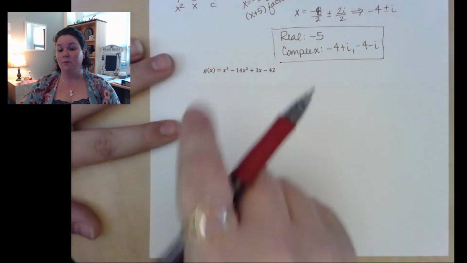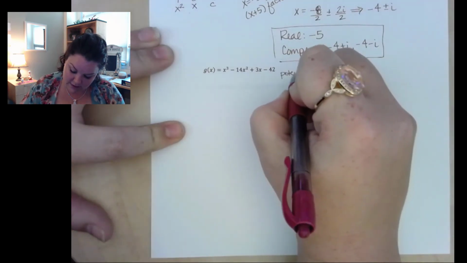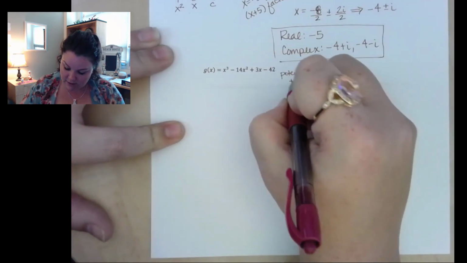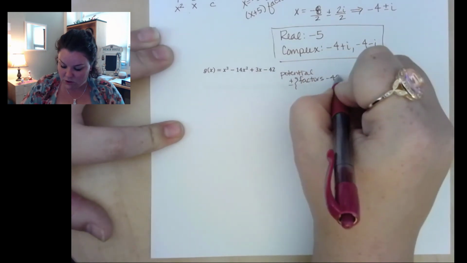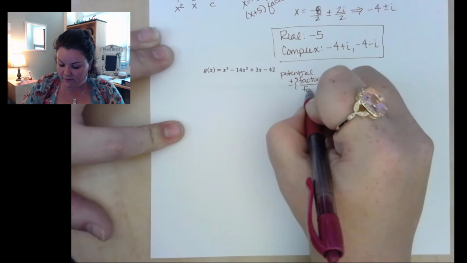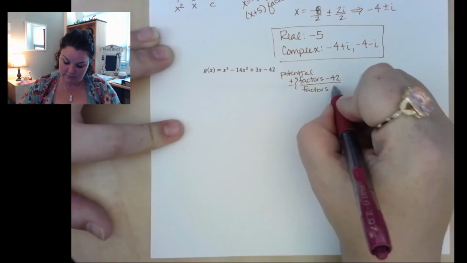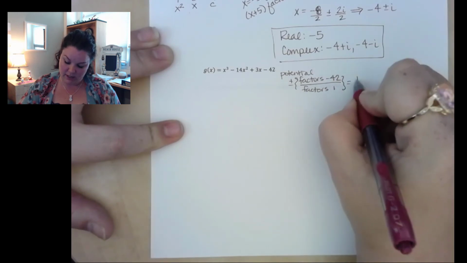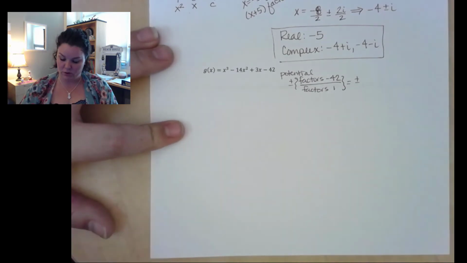All right, so we're going to find our potential zeros first. When we find our potential zeros, we do plus or minus the factors of our constant term, which is -42, all over the factors of our leading coefficient, which is 1. So we have plus or minus all the things that go into 42 over 1, so basically just all the things that go into 42.